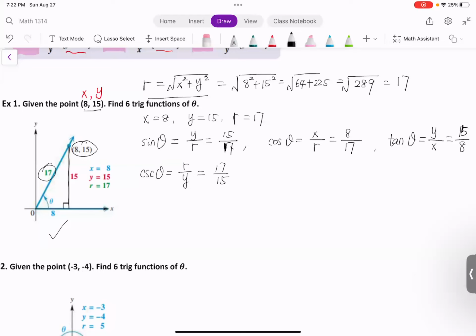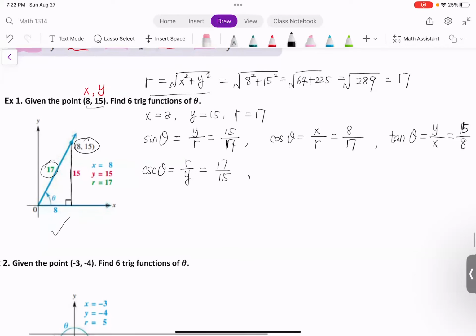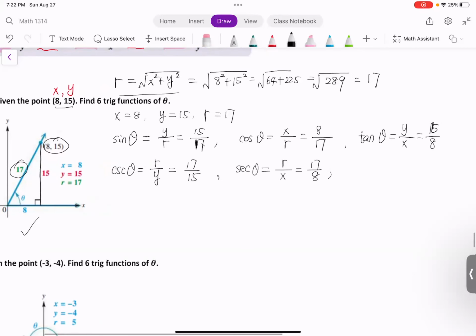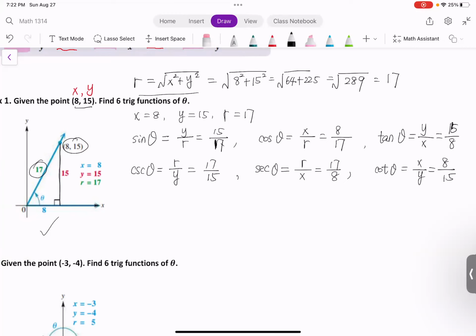All right. Okay, let's see, what is the next? So cosine's couple is secant. Secant theta equals r over x. So that is 17 over 8. And the couple of tangent is cotangent. Cotangent theta equals x over y. So that is 8 over 15. I'm looking at my cheat sheet to check if I have any mistakes. No mistake. All right, we listed all 6 trig functions.